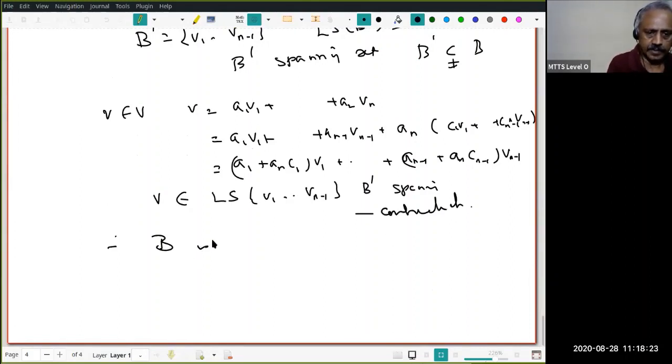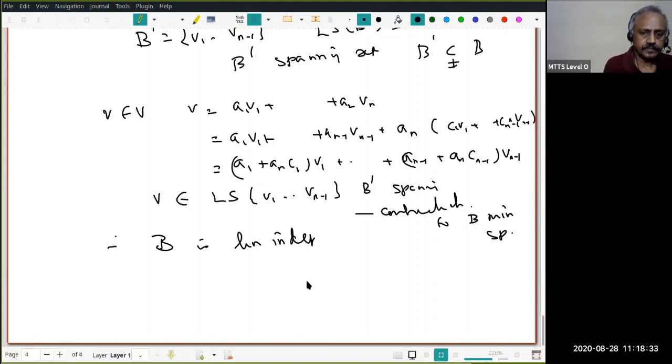Therefore, B is linearly independent. The fact B is minimal spanning. Now what next? What do I have to prove? I have to say it is maximal linearly independent. It's independent, okay, it's maximal.